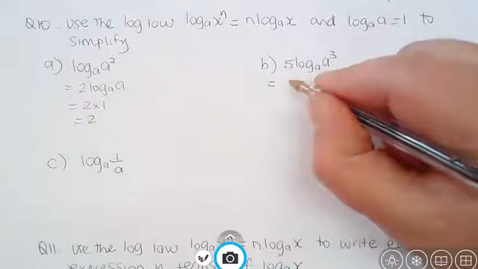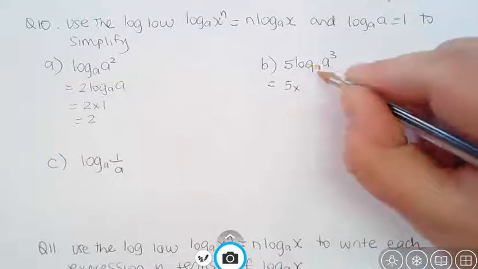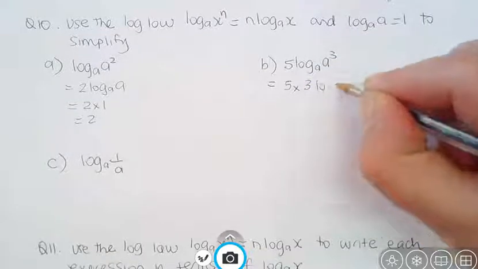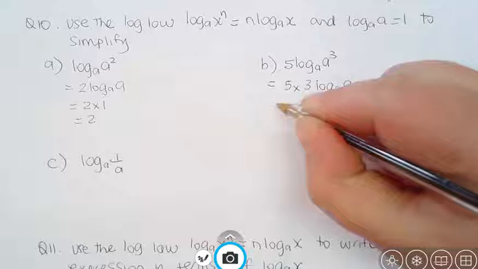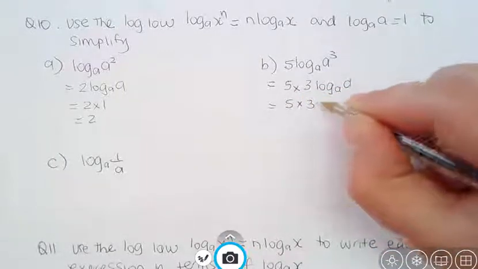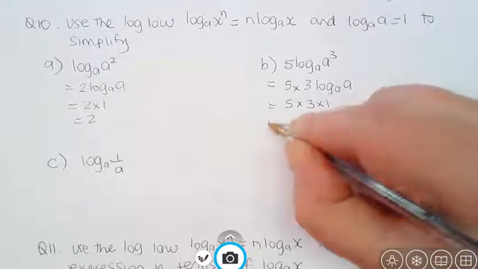Very similar to that one, except there's a 5 in front here. So this is 5 times log to the base a of a cubed, the 3 can come to the front, so it's 5 times 3 log to the base a of a. Now we know that log to the base a of a is 1, so it's 5 times 3 times 1, which is 15. And this one down here.